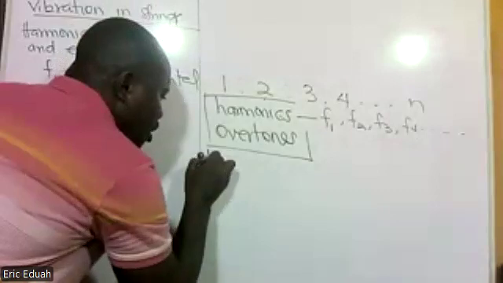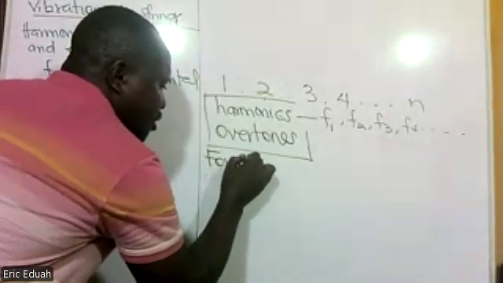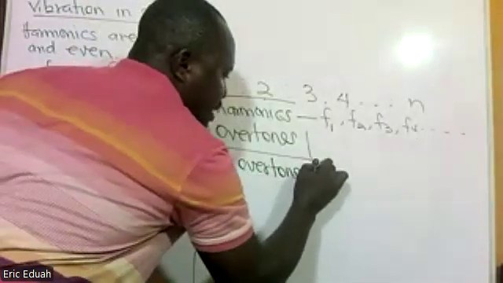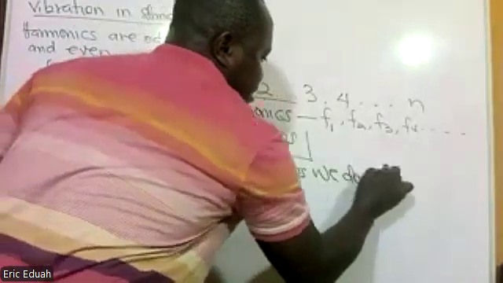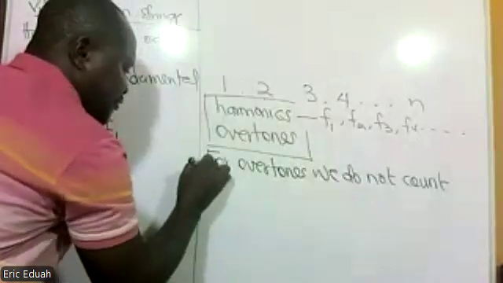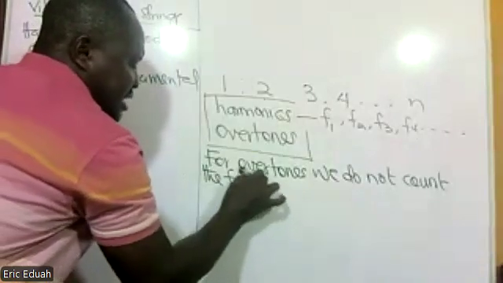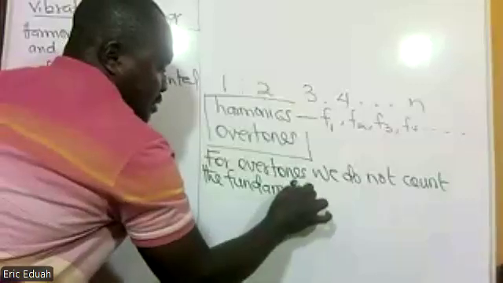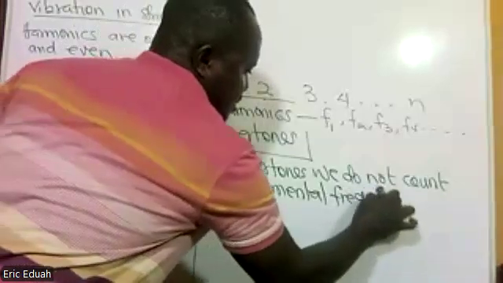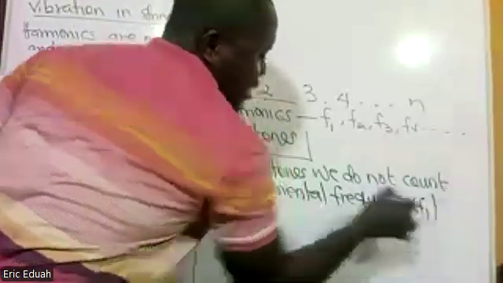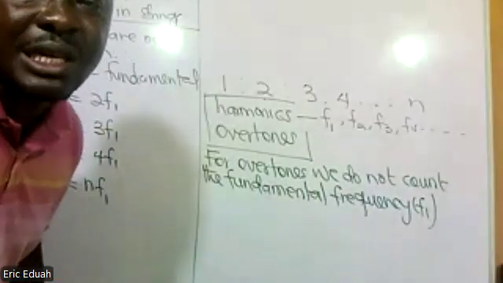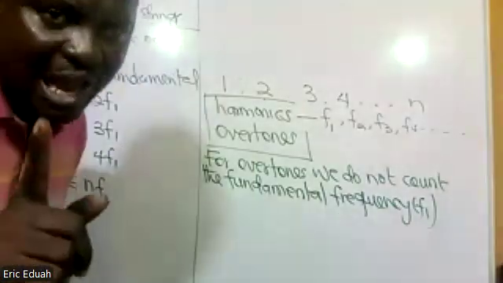So for overtones, we do not count the fundamental frequency, F1. So it's like for overtones, the fundamental frequency is not necessary. This is how we count for overtone.